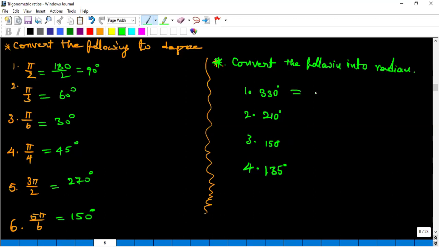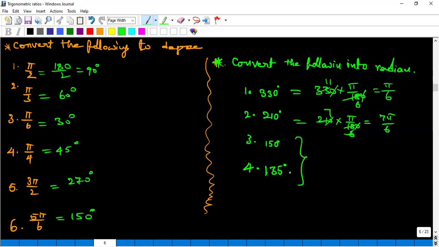Same, 330 degrees you want to convert into radians. What will you do? 330 into pi by 180. Simplify. 3 11s are 33, 3 6s are 18. So you will get 11 pi by 6. 210 degrees. 210 into pi by 180, which is nothing but 0, 0 cancel. 3 7s are 21, 3 6s are 18. You will get 7 pi by 6. You try these two angles and mention the answer in the comment section.